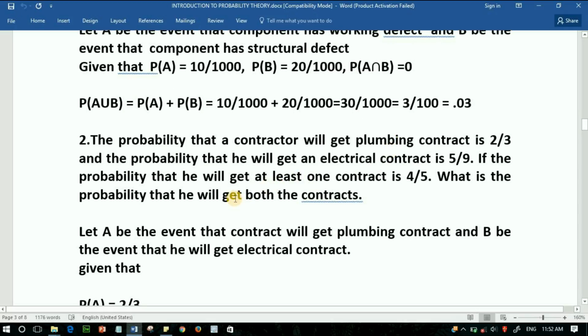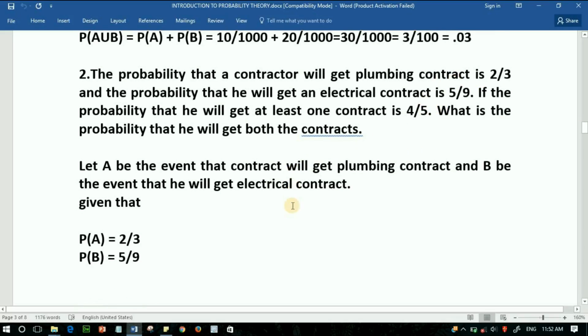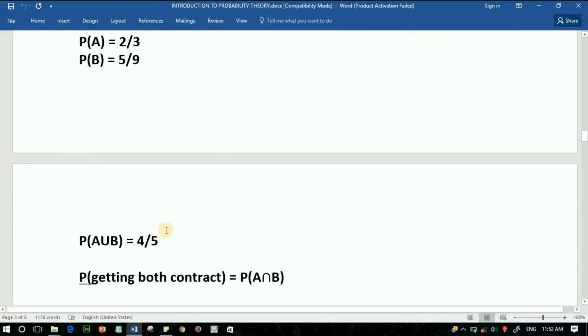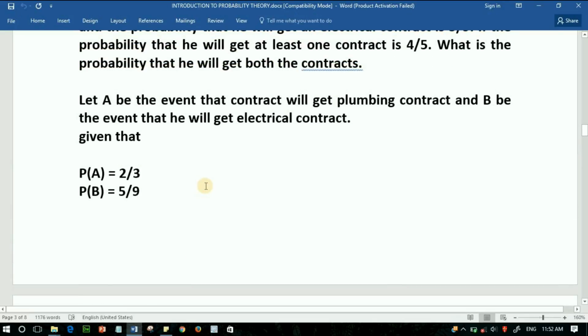In this case, let A be the event that the contractor will get a plumbing contract and B be the event that he will get an electrical contract. That is, given P of A is equal to 2 by 3, P of B is equal to 5 by 9. They are directly given. And the probability that he will get at least one contract, as we already discussed, at least is probability of A union B, that is equal to 4 by 5. Then the question is asking, what is the probability of getting both the contracts?